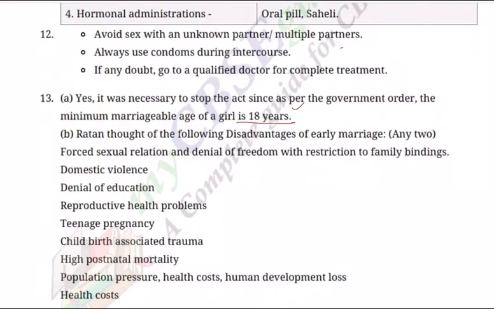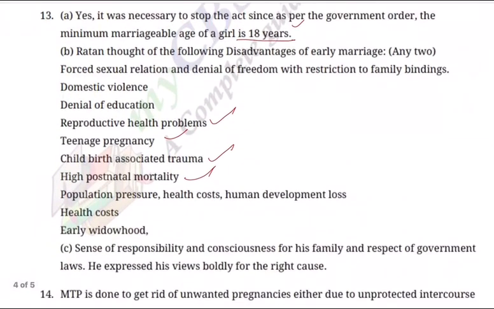Ratan thought of the following disadvantages of early marriage. 1. Forced sexual relation and denial of freedom, with restriction to family bindings. Domestic violence, denial of education, reproductive health problems, teenage pregnancy, childbirth-associated trauma. Look at that 14-year-old girl. And high postnatal mortality, mother delivering a dead baby, and population pressure, health costs, this is also important in villages, human development loss, early widowhood. All these are associated problems.